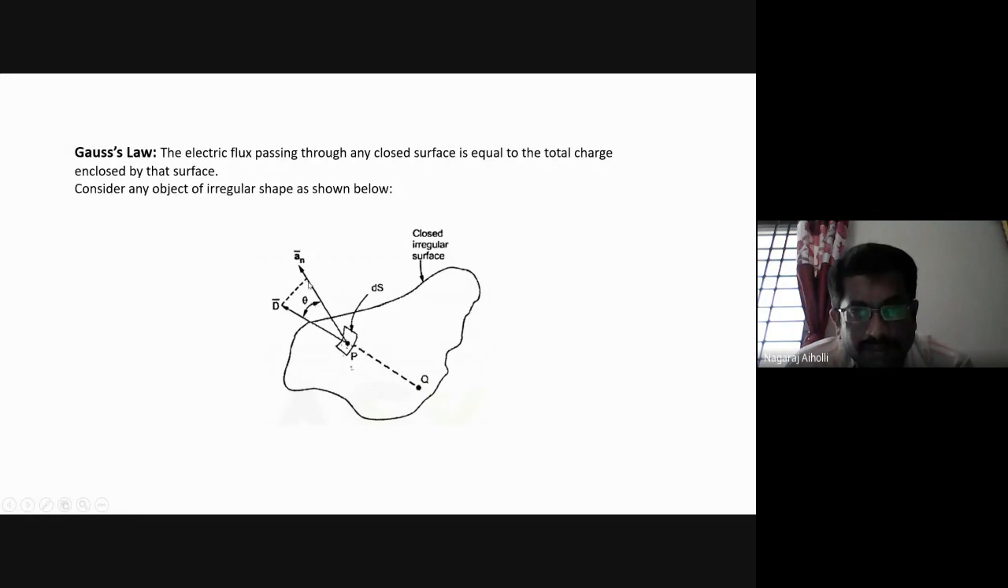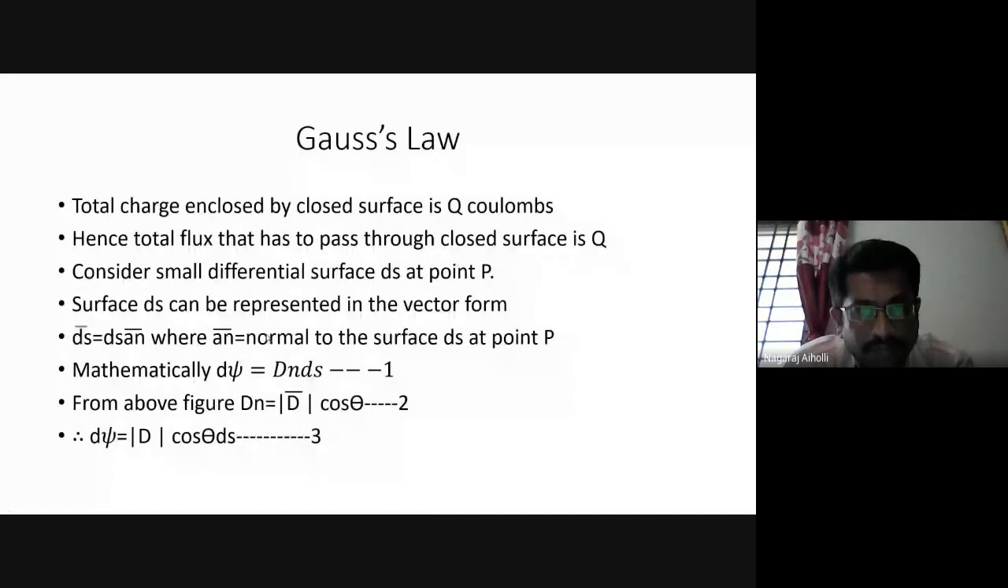See, cos theta, this is our adjacent side, P to an bar. Opposite side is D bar to an bar. Then hypotenuse is P to D bar. So cos theta will be adjacent side, that is P to an bar, divided by hypotenuse. Hypotenuse is D bar. We are finding the normal component of D bar along the an bar direction. Cos theta is adjacent side by D bar, or adjacent side is equal to D bar into cos theta. Therefore, we get dn is equal to D bar cos theta.